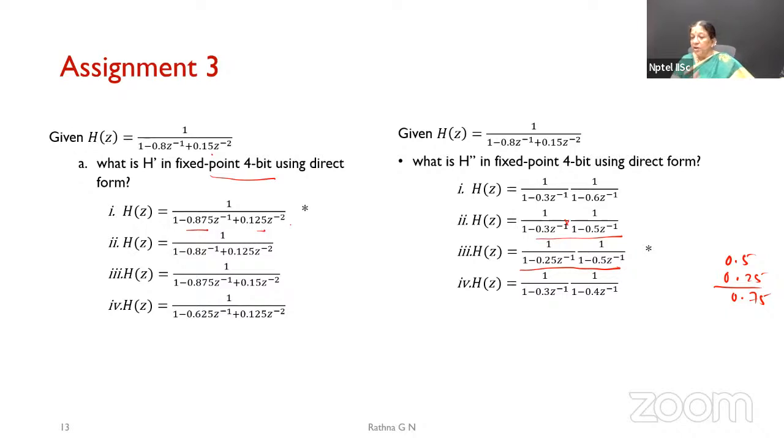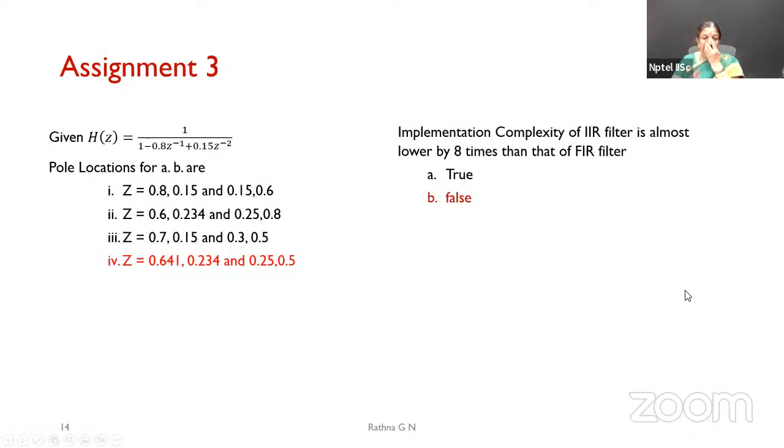Okay, fine. Coming to the next one, continuing with the thing. What are the pole positions for A and B was asked actually. So you will be finding the root of the equation. You will be seeing that if it is not quantized, the pole position will be 0.64 and 0.234, and the quantized pole positions will be 0.25 and then 0.5, what will be the result of it.